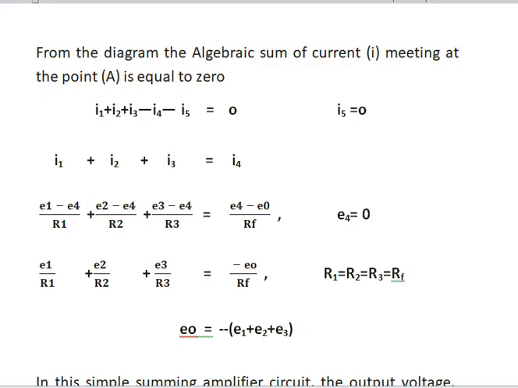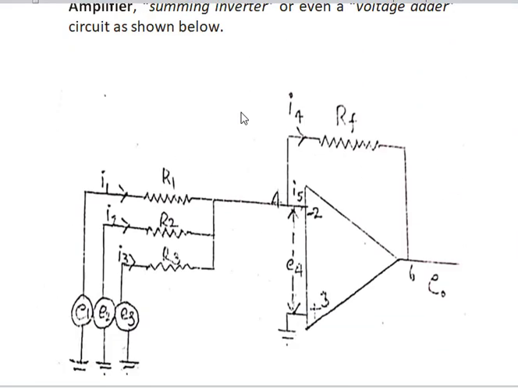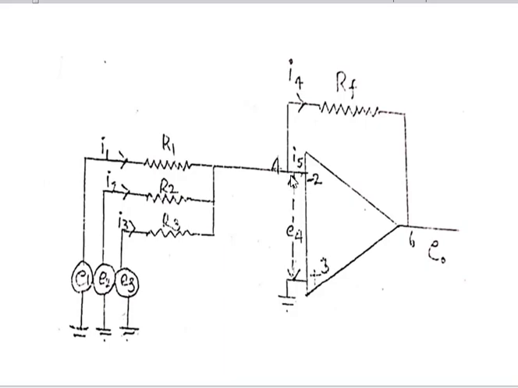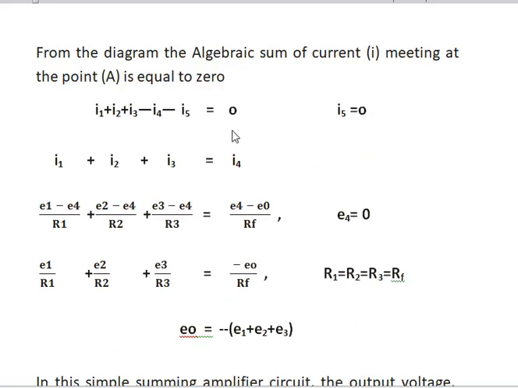The algebraic sum of the currents meeting at the point A is equal to 0. So I1 plus I2 plus I3 minus I4 minus I5 is equal to 0. Here I4 is leaving from this node, and I5 is also a current leaving from this node. So I4 and I5 are taken on the negative side. Here I5 is equal to 0, that is, the current drawn by the operational amplifier through the inverting input is taken as 0.